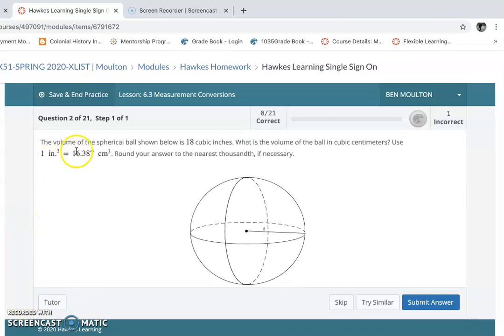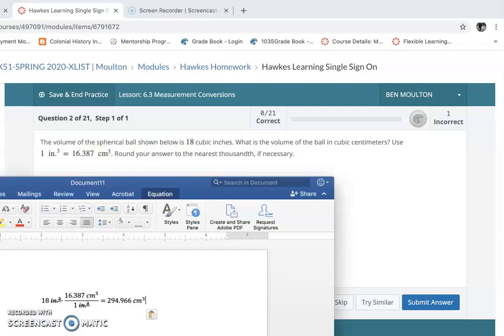This next one, the volume of a spherical ball shown below is 18 cubic inches. What is the volume of the ball in cubic centimeters? We're going to use this conversion factor of 1 cubic inch equaling 16.387 cubic centimeters. We'll round our answer to the nearest thousandth if necessary. So here's what I set up. And I'm focusing hard on unit cancellations because that's going to be what you'll be dealing with on that final, I think.